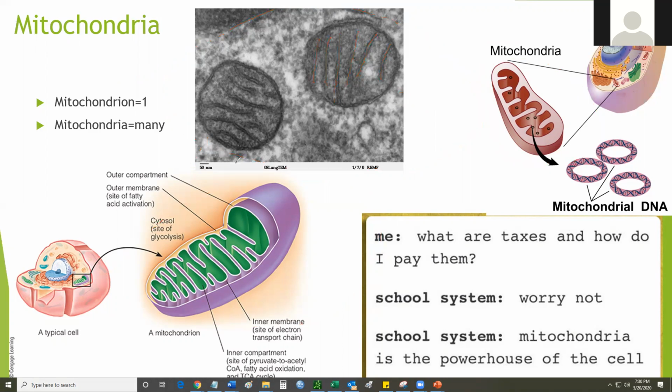Now, just outside of this, so just outside of the mitochondria, this is the cytosol. That's where glycolysis is going to occur. So that just occurs just on the outside of the mitochondrial wall.